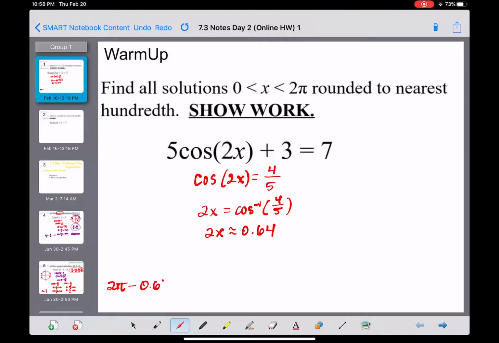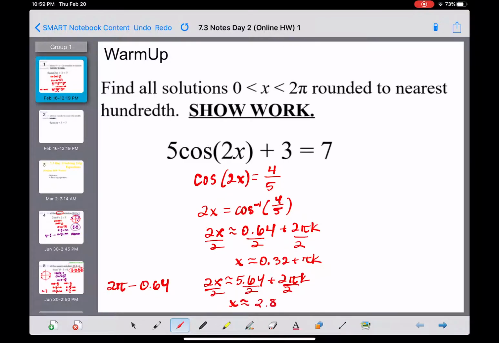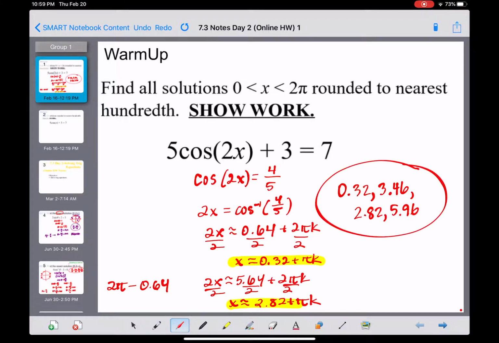Remember, for cosine, it's 2 pi minus the first answer. Going to add pi to these until we get to 6.28. So we're going to have 2 for each one. And again, online, for those exact values, it would really be for any of these, but that would just represent the solution set.